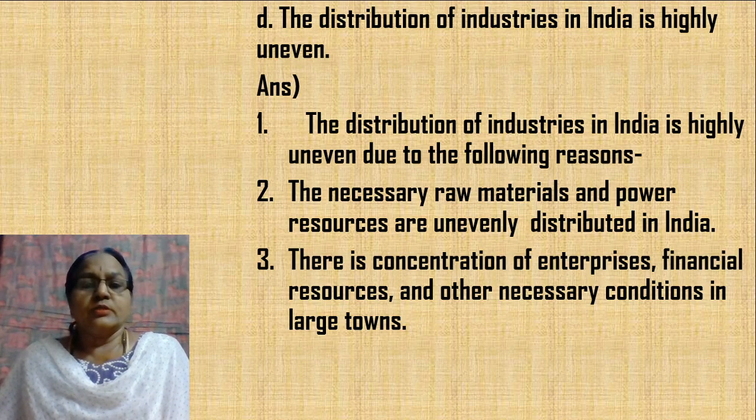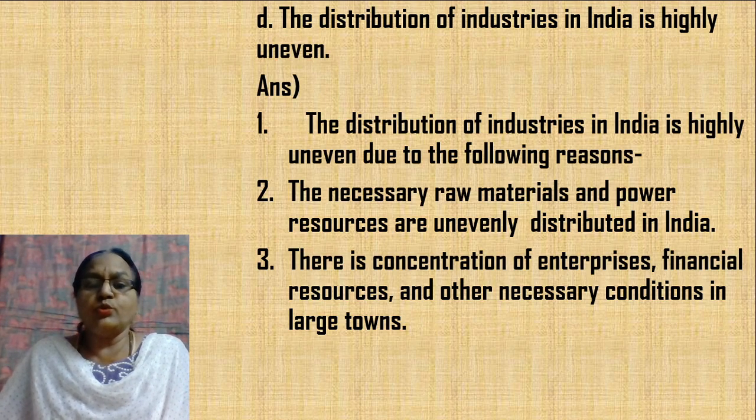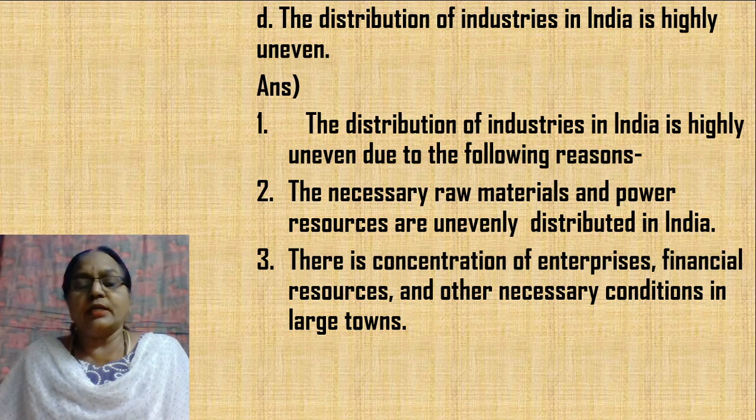The distribution of industries in India is highly uneven due to the following reasons. The necessary raw materials and power resources are unevenly distributed in India. So when you take industries, for example, you find there are more industries in the northeast part of India. For example, if you take Bengal, then Bihar, Jharkhand, Orissa, MP, etc., you find more raw materials, metallic minerals as such, being distributed more in the northeast part of India when you compare it with other parts of India.